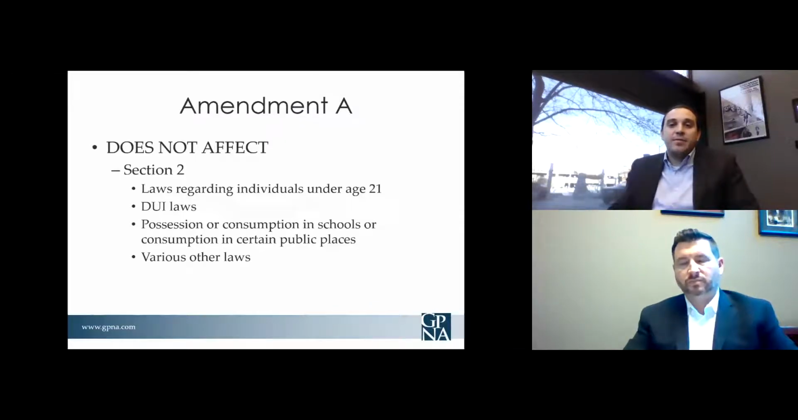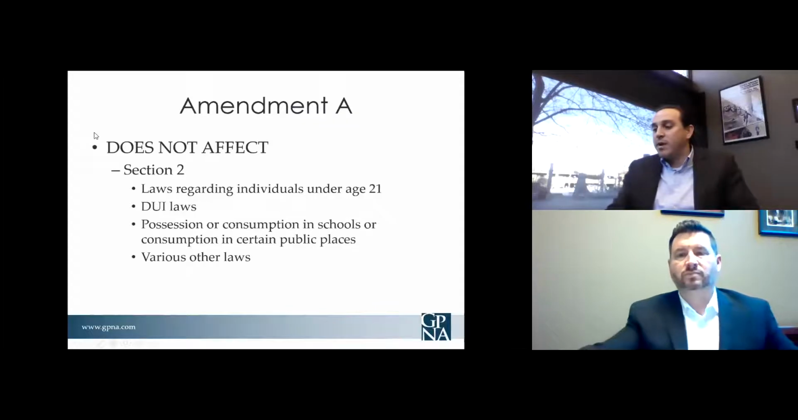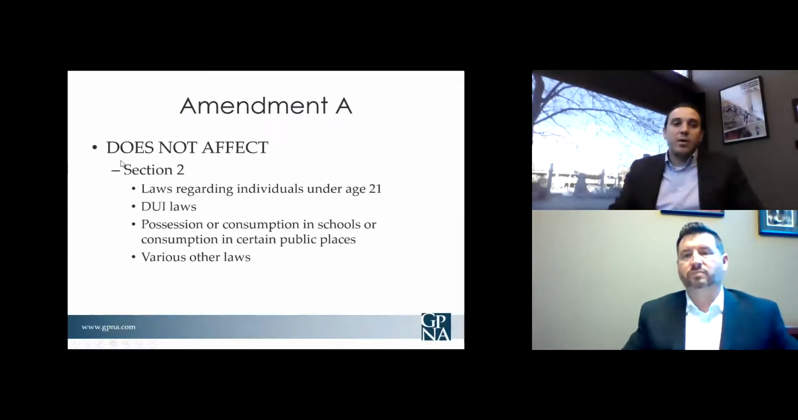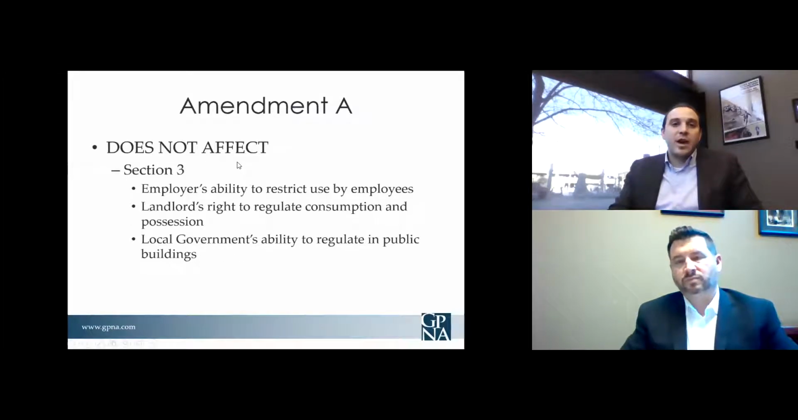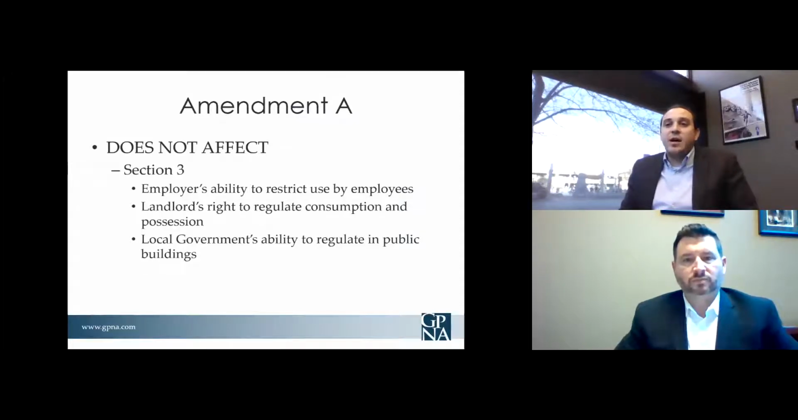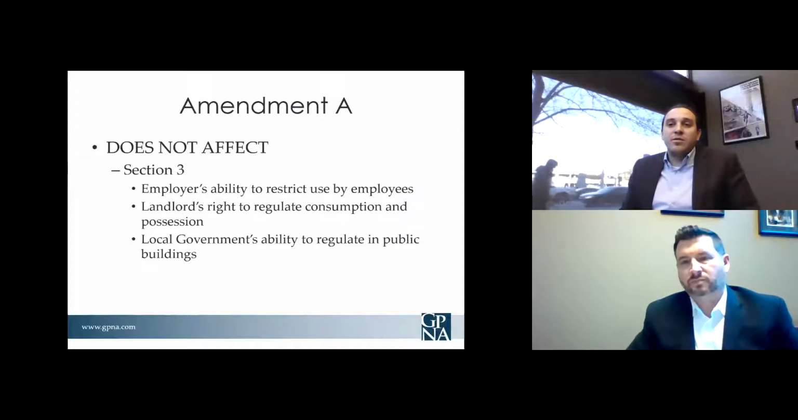And it doesn't affect a number of other laws, where municipalities will still be able to regulate the time, manner, and place of the adult use of cannabis. Some other things that Amendment A does not affect is an employer's ability to restrict use by employees, and it does not require employers to make accommodations for the adult use of marijuana by its employees.